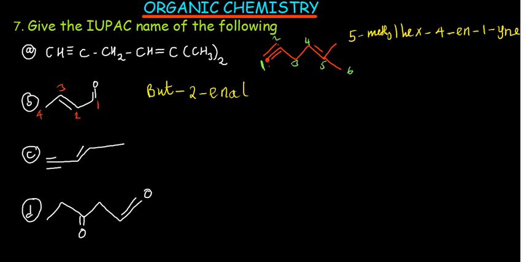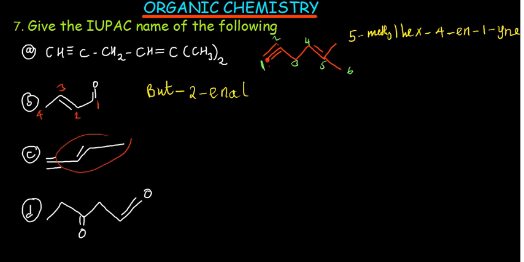So this is butanal, 2A now. So that is going to be the name of this compound. I'm not even giving the position of this, because we know that for an aldehyde the functional group is always supposed to be at the end of the chain, otherwise it is a ketone.